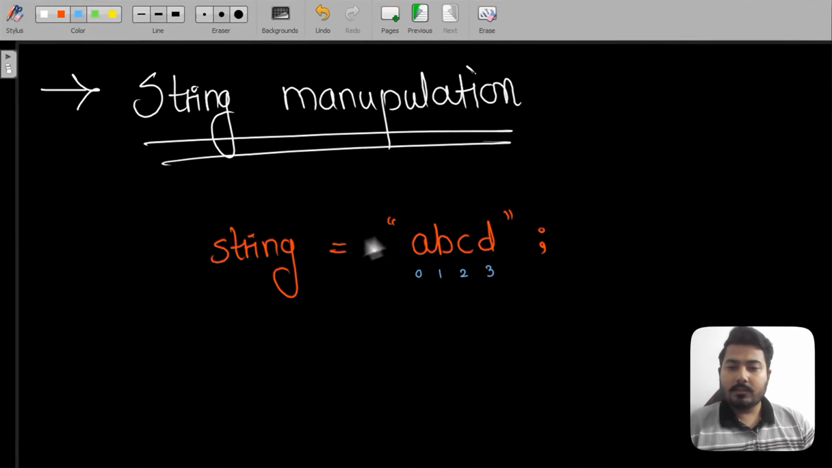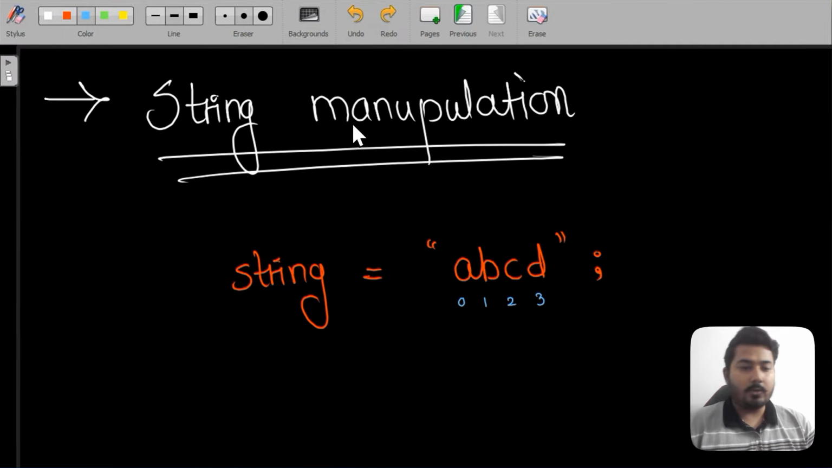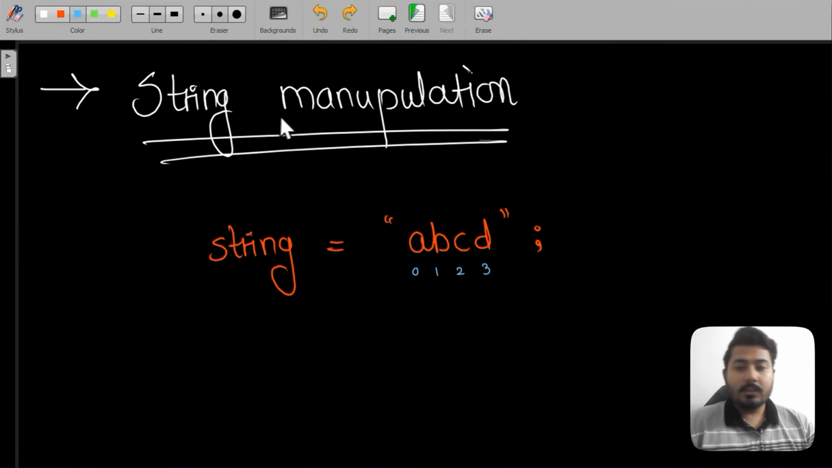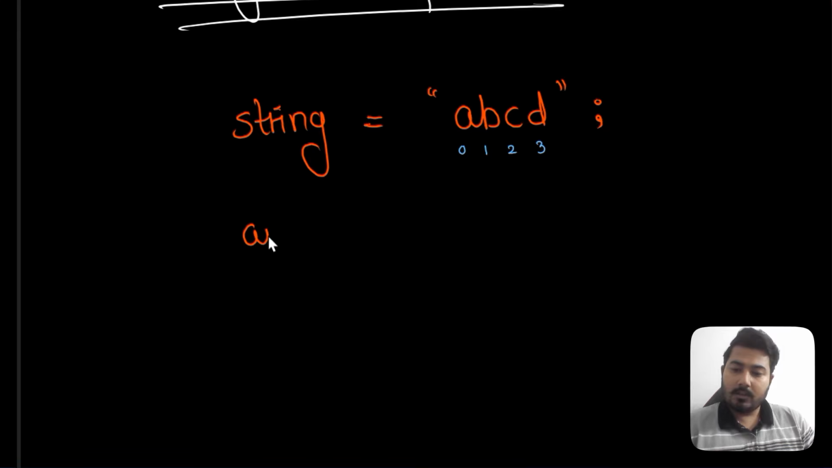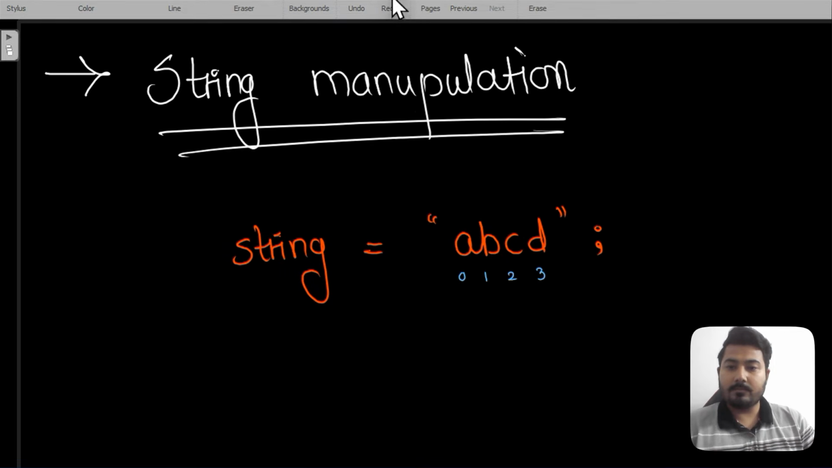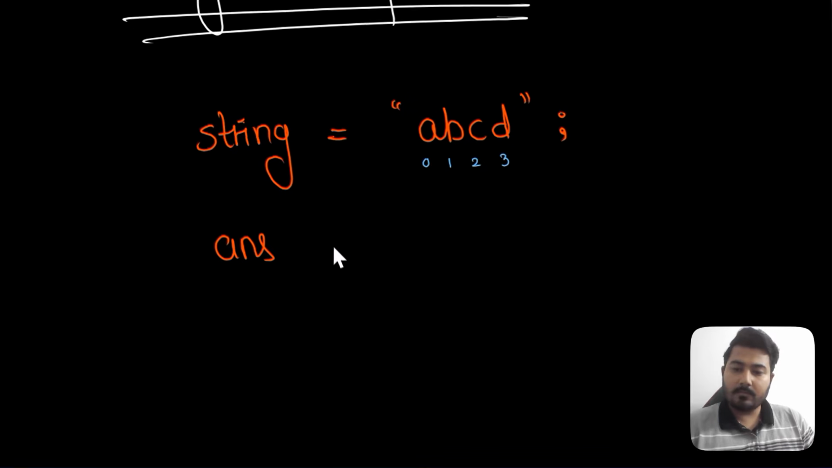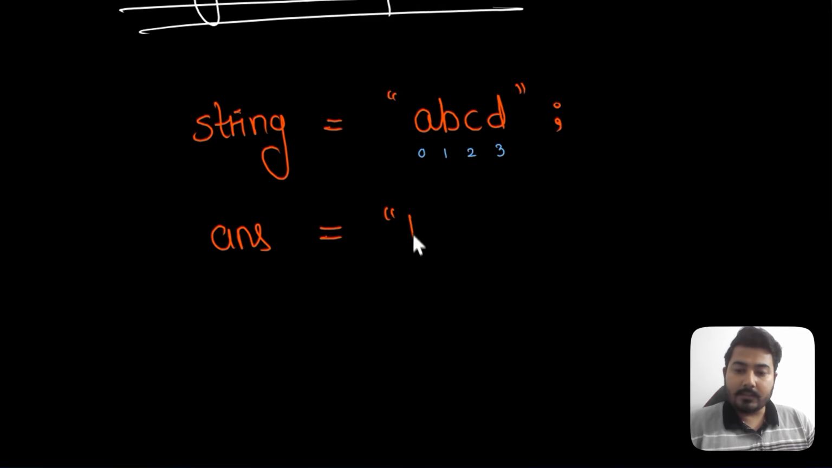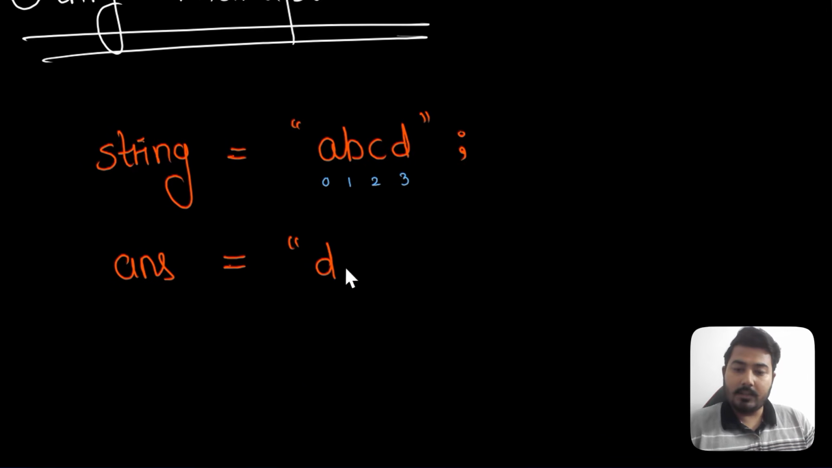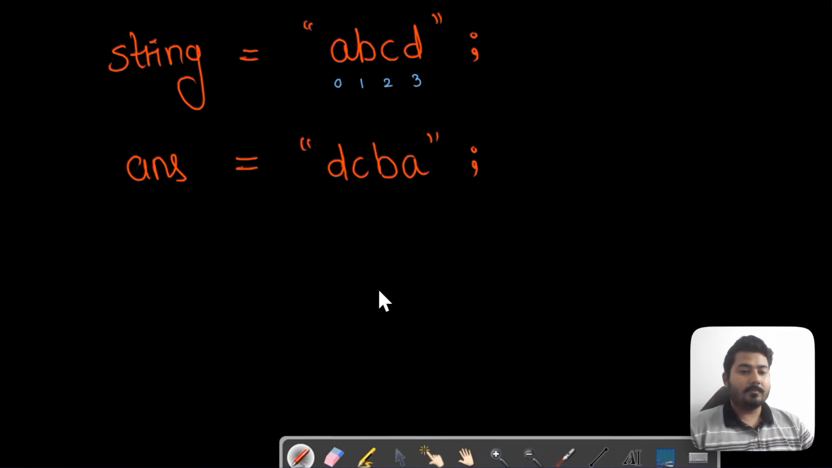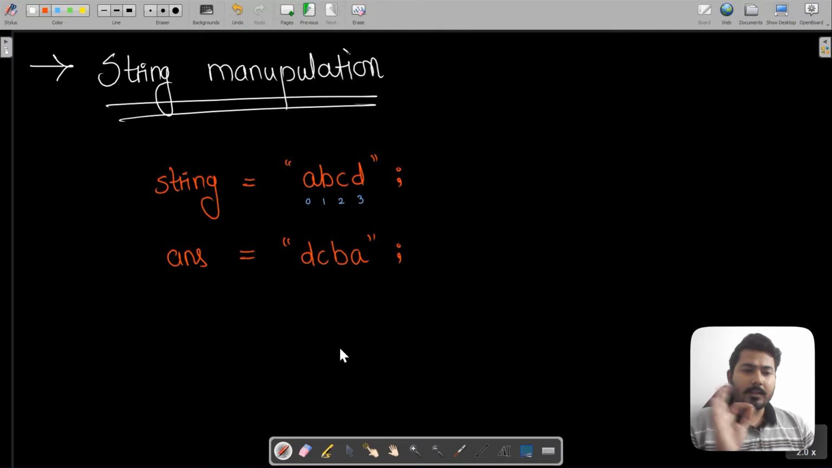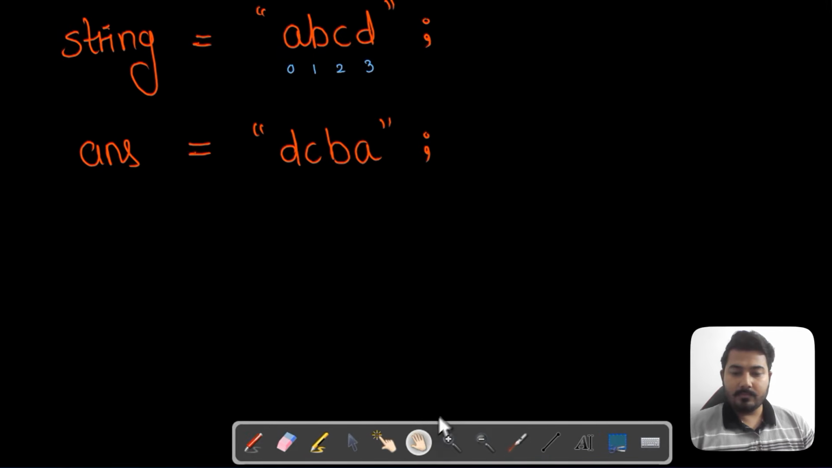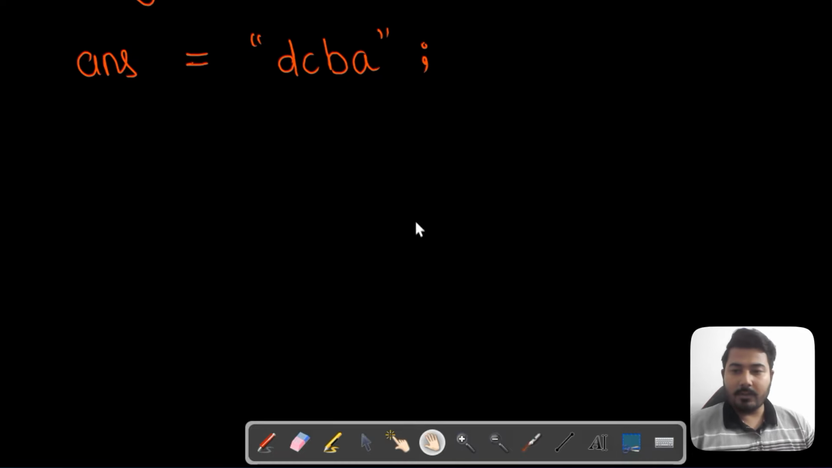Let's assume this particular string is given to you as an input. Now what you have to do is, your answer should be the reverse of this string. That means if you output something from the program, it should look like this: D C B A. And to be very honest, it is a very straightforward task that you can do. Let's try to do that.